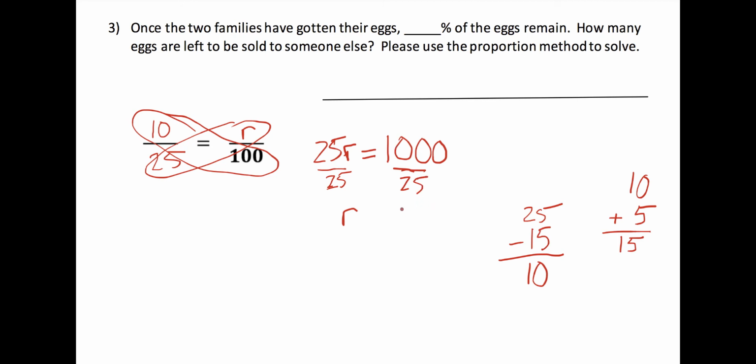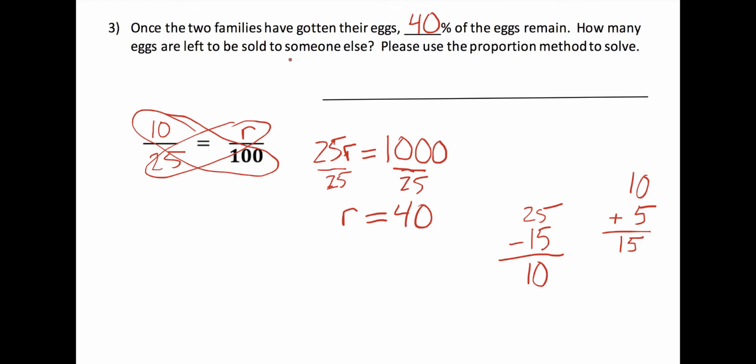Well, how many times does 25 go into 1,000? We know that it goes into 100 4 times. So that means we need to add a 0. And R is equal to 40. So that means that 10 out of 25 is 40%. 10 is 40% of 25. So we could write 40% of 25.